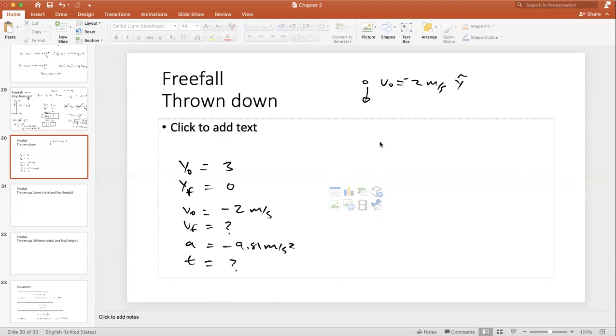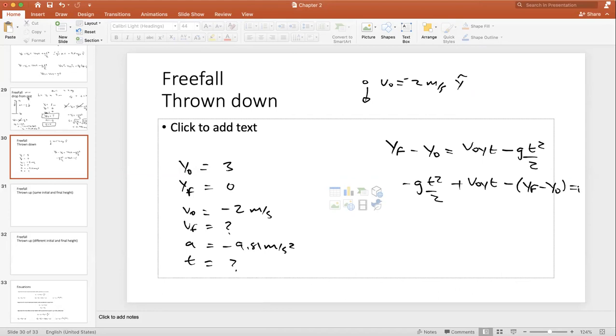Now, when we do this, Y final minus Y initial is equal to V naught of Y T minus GT squared over 2. Now we can't cancel this term, and we would have to solve this as a quadratic by finding minus GT squared over 2 plus V naught Y T minus Y final minus Y initial is equal to 0. I just moved these two terms over.